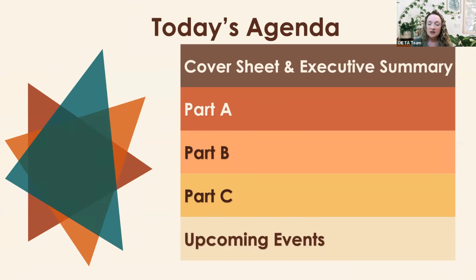Then you'll also see that there is a sample APR. This is not meant as, oh, you need to copy this word for word, but just to give you an idea of what a complete APR might look like. That's something that some grantees in previous years had requested and said would be helpful. So we did put together just a sample of what a complete APR could look like for a DCE grantee.